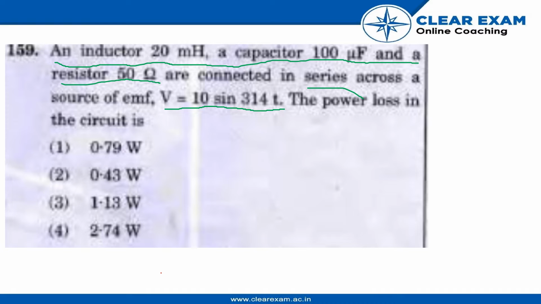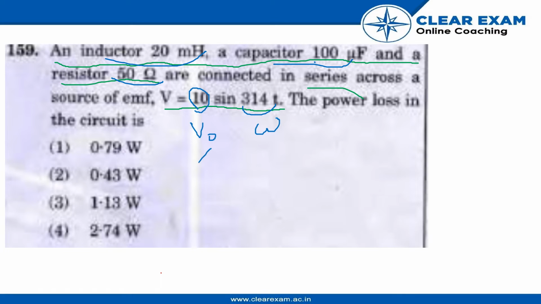So here we know that this is our V0, and this here will be our omega, right? And we already know our values of L, of C the capacitor, and R the resistor.